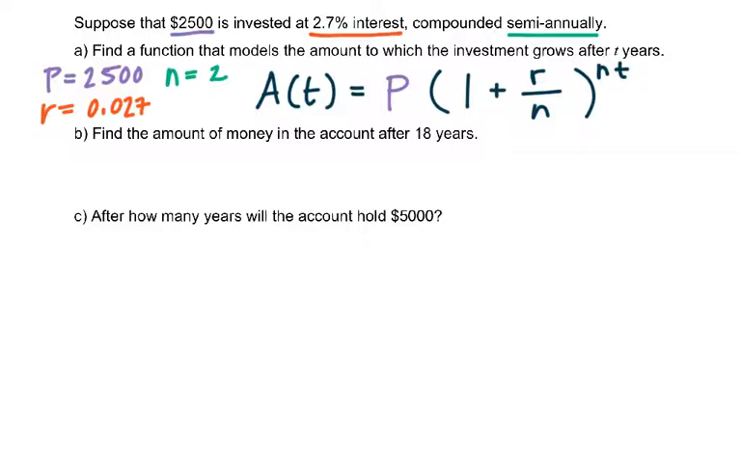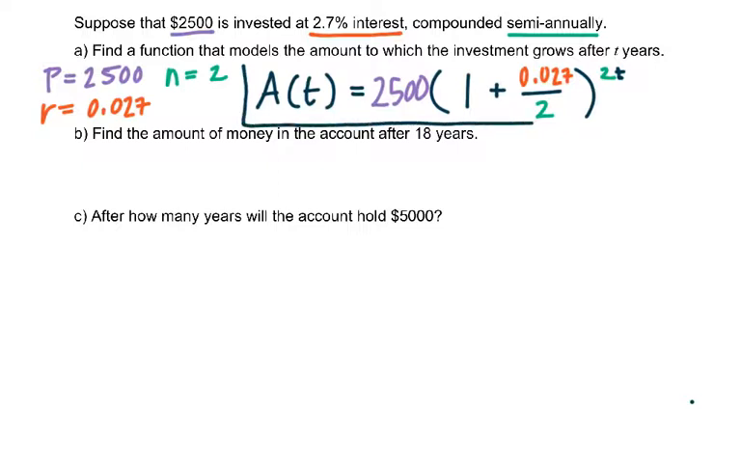All right, so I know what my R value is, and I also know what my N value is. So I'm going to plug these numbers in. P is 2,500. My interest rate, R, is 0.027. And N, my number of times compounded, is 2. So I'm going to replace that there and then in my exponent. So this is my function which models the situation we are discussing here.